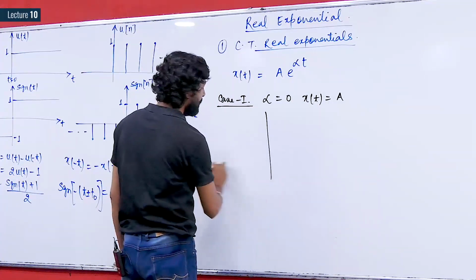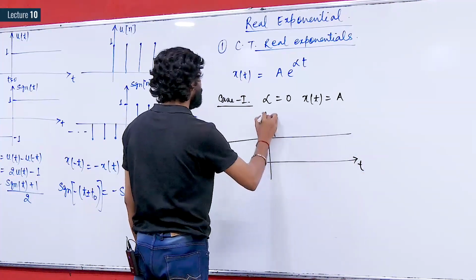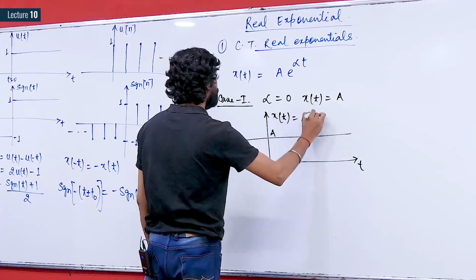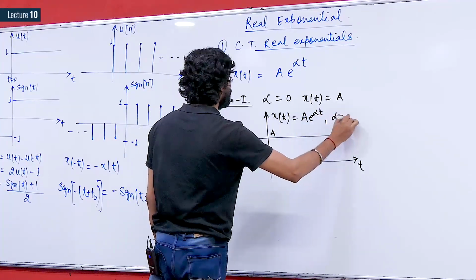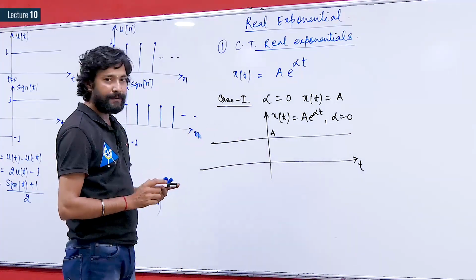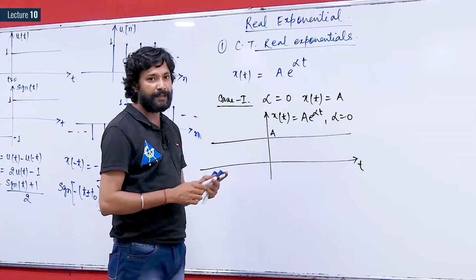Therefore you will be plotting this signal x of t with respect to t as a constant having value 1. It is your signal x of t, that is equal to a times e to the power alpha t for alpha equal to 0. Again, if you change the values of alpha, then the possibilities are either alpha can be 0, or alpha can be positive, or alpha can be negative.